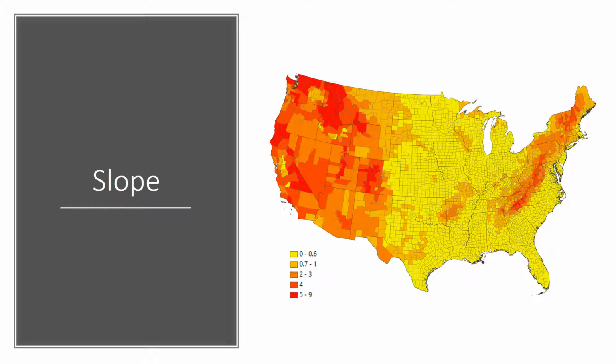This map displays slope of the U.S. The red area is where there is the highest slope, which could be interpreted as a mountain range. The yellow is then flat plains.